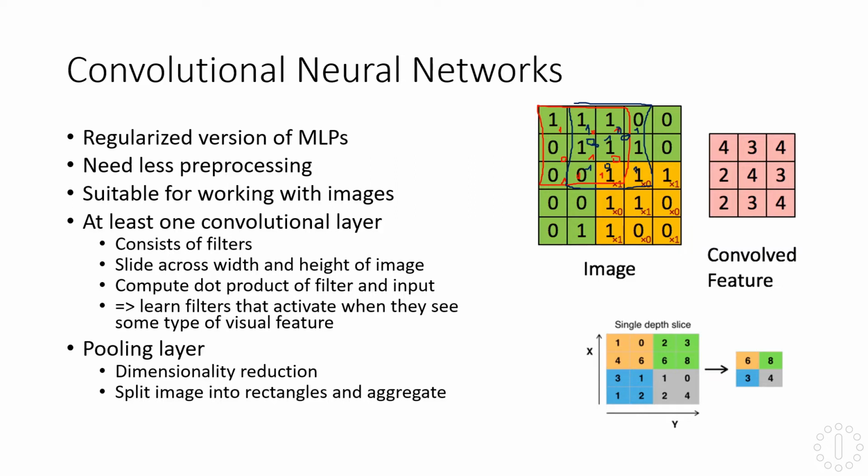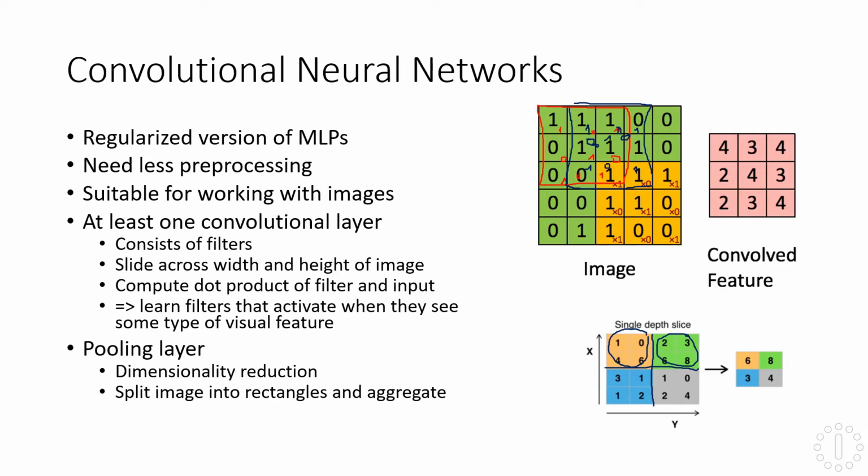And then another type of layer that is usually added to convolutional neural networks is a pooling layer. What this layer does is split the image into rectangles. For example, if this is our entire image here, we split it up, and then aggregate each of these parts here. This example uses a max pooling layer. That means that it takes the maximum of each section of the image.